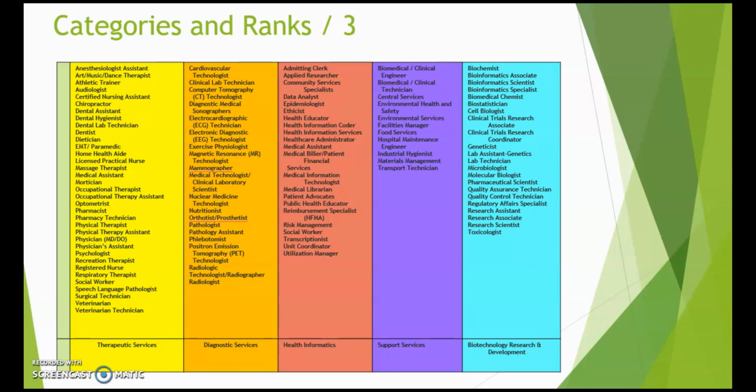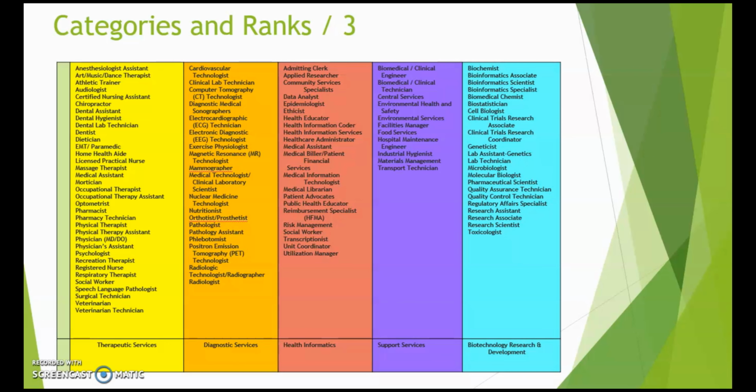In the third column, the red column, you have health informatics. Okay? Now, health informatics from a broad perspective, sharing information, not necessarily IT. There's definitely a lot of that in this column, but IT is just a minor portion of this. Okay? So you have services that inform and share. So, for instance, you have ethicists, you have social workers, etc.